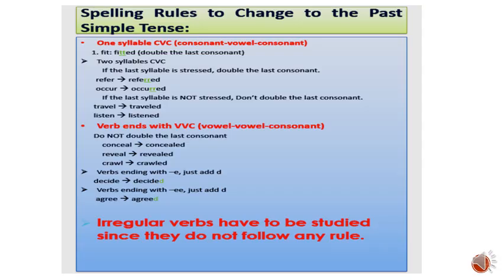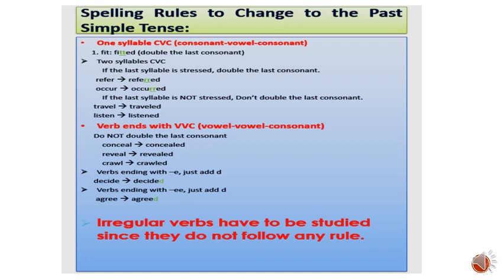Now we move to the spelling rules of the past simple tense. Let's first start with the words that have one syllable, consonant, vowel, consonant, like the word fit. Fit is a consonant, vowel, consonant verb, so we have to double the last consonant before adding ed.